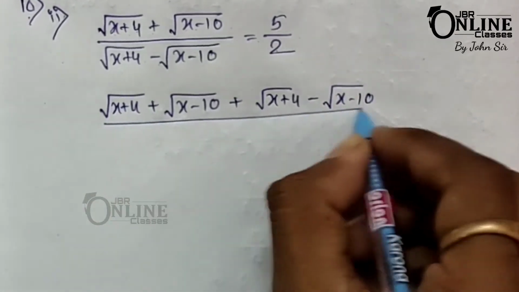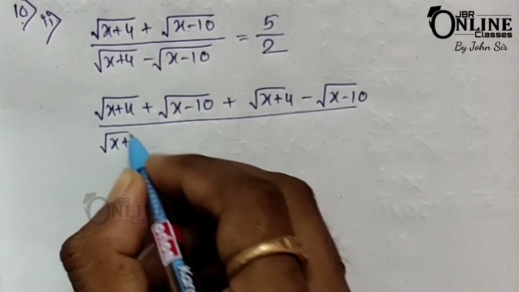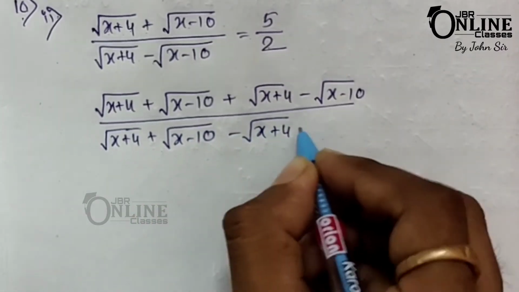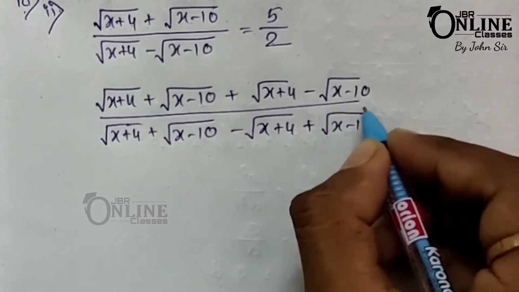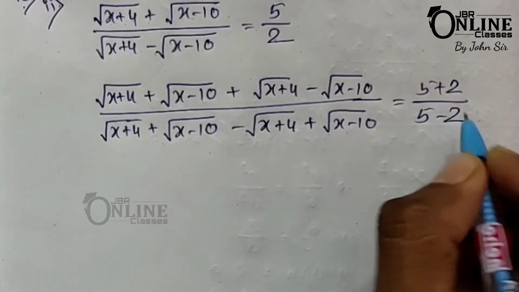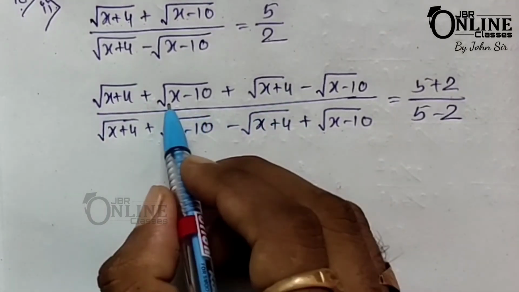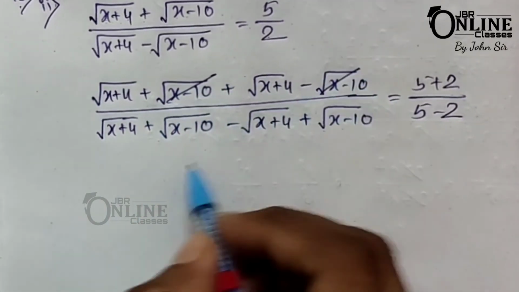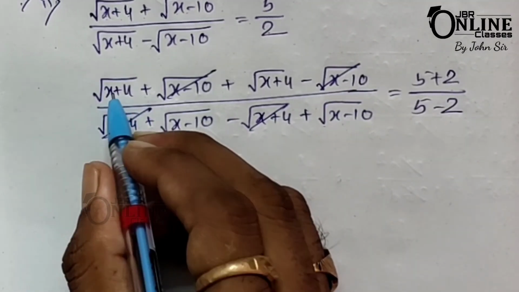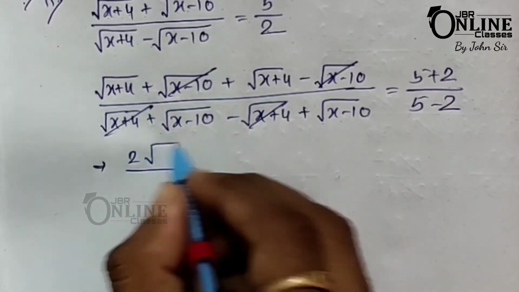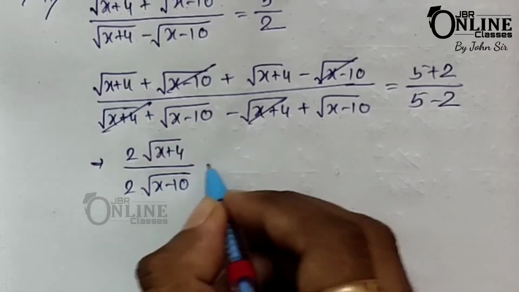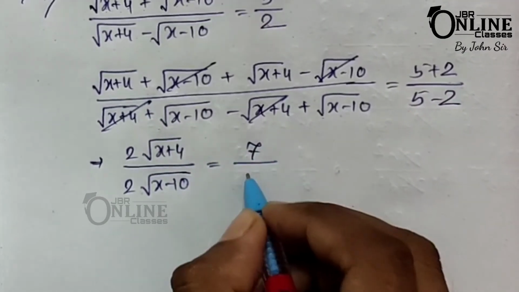As numerator, and then in denominator minus root x plus 4, so it will be plus root x minus 10. Okay, so on the right hand side it will be 5 plus 2, and in the denominator 5 minus 2. So in the numerator this will cancel out, in the denominator this one cancels out. So here root x plus 4 plus root x plus 4, so 2 into root over x plus 4, and in the denominator 2 into root over x minus 10, that equals 7 over 3.